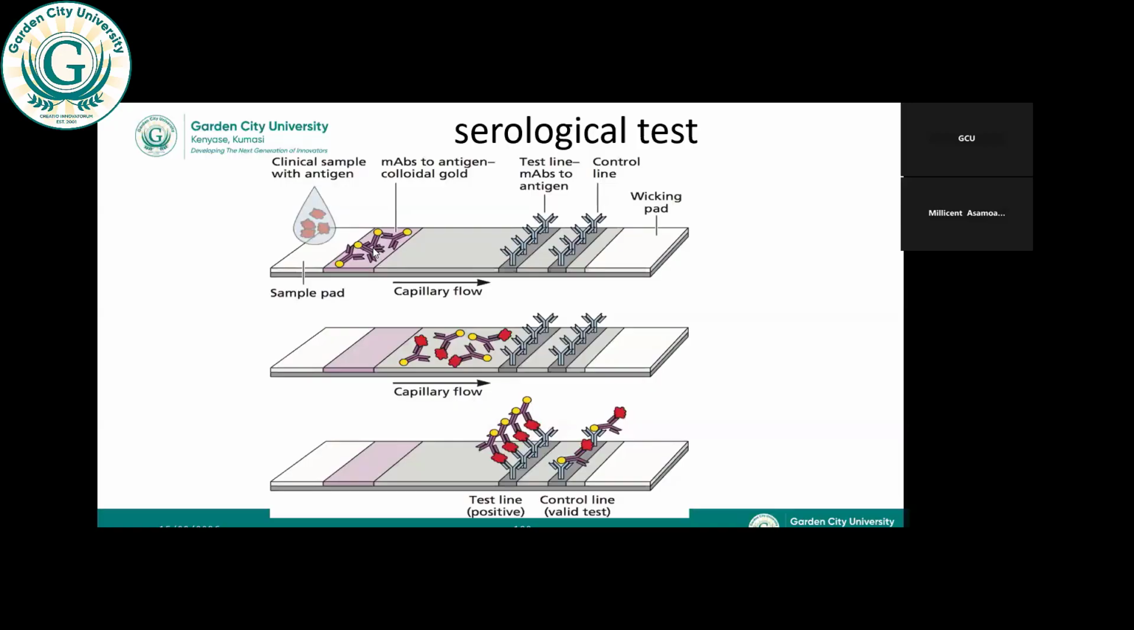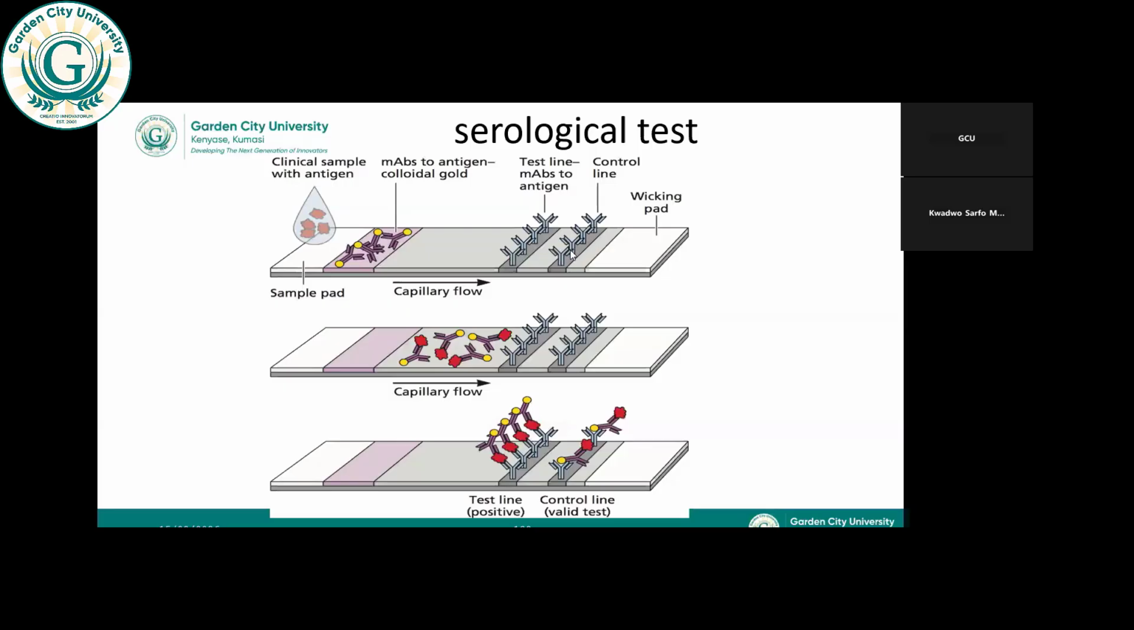Okay. So if the virus gets there and it doesn't bind to the immunoglobulins, but the yellow on the monoclonal antibodies binds to the control line, it means it's negative or it's invalid. Okay, so let me use this to explain. There must be a control band showing. So look at this one, the one in blue.